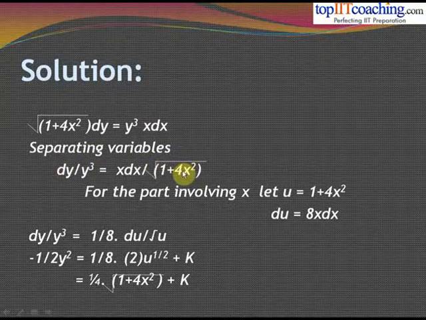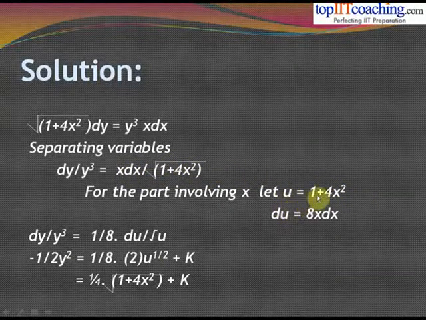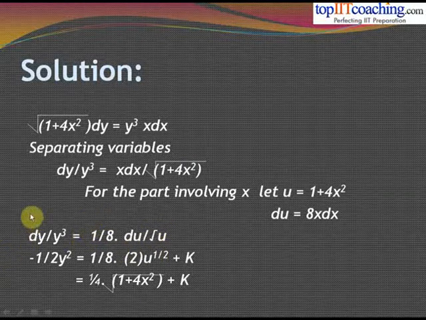Now the integral of this part is very easy. For this part, let's do a substitution that let u equal to 1 plus 4x square. So we write 1 plus 4x square equal to u. So du would be equal to, we differentiate this to get 8x into dx. Now we substitute the value of x over here to get dy by y cube equal to 1 by 8 into du divided by under root of u. So what we do is we integrate both sides to get minus 1 by 2y square equal to 1 by 8 into 2 into under root of u plus k. K is again a constant.